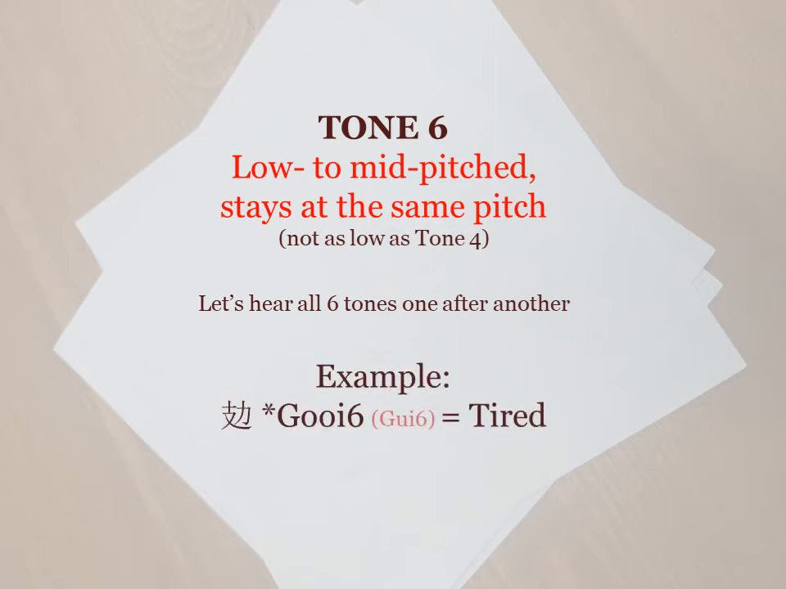An example, goi, goi, which means tired, and I choose to use OOI rather than UI, and it should be goi. Quite a long sound, ooey, and not like a short goi. Even if I say it in a sentence, 我好攰啊, it's still ooey.